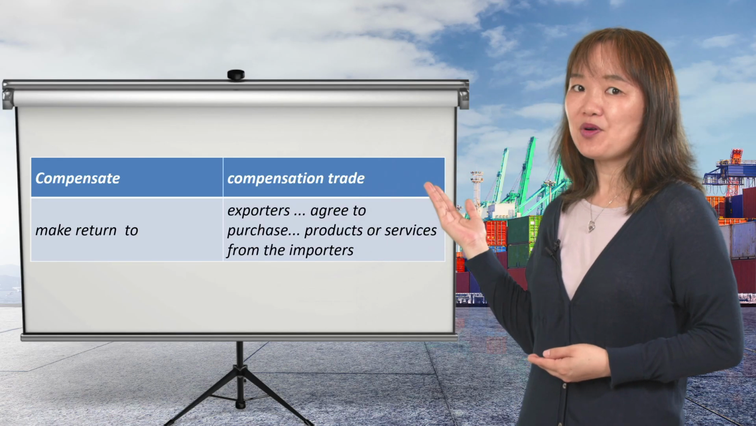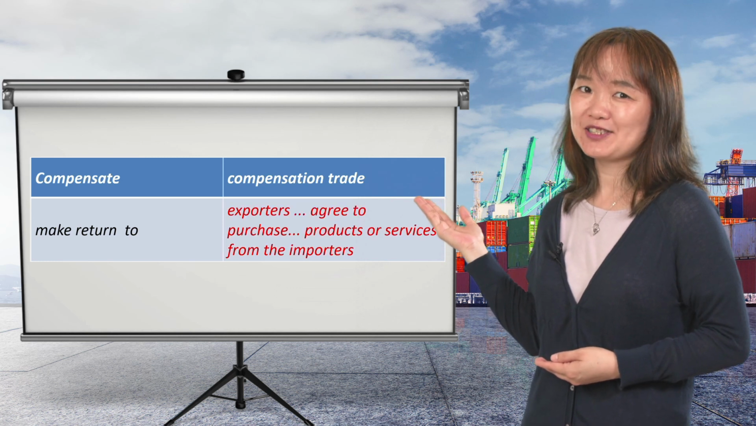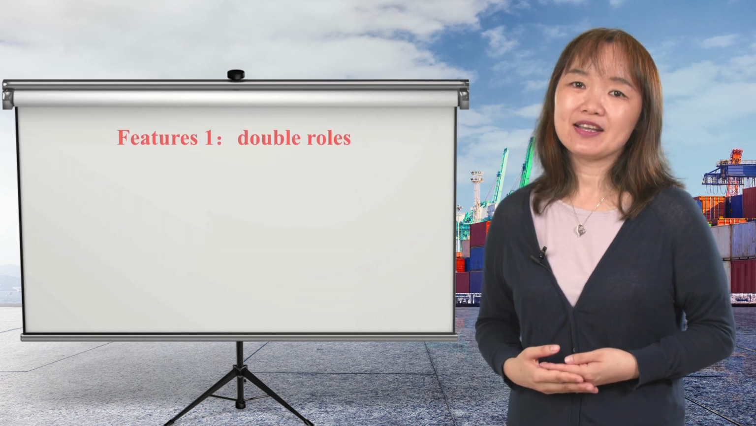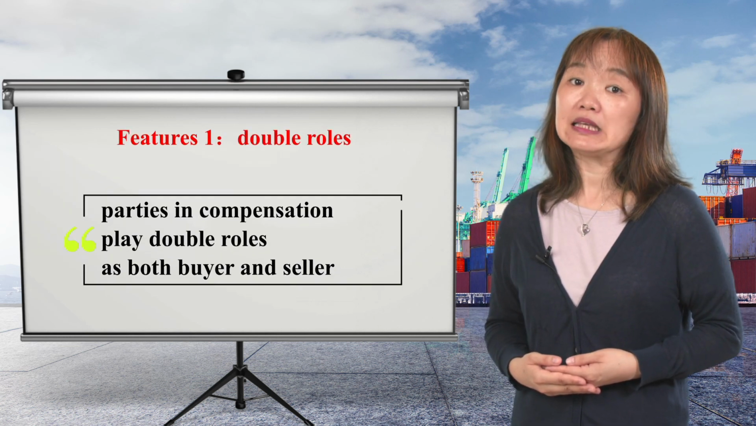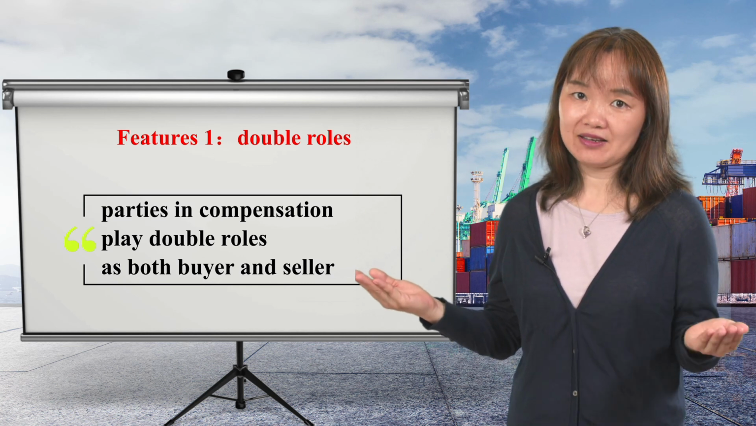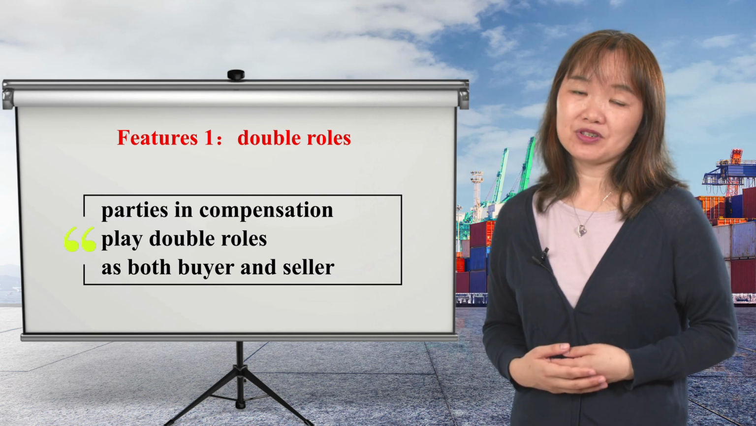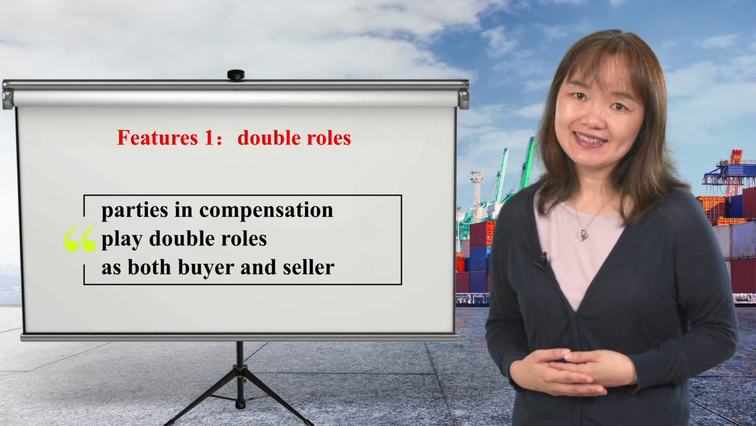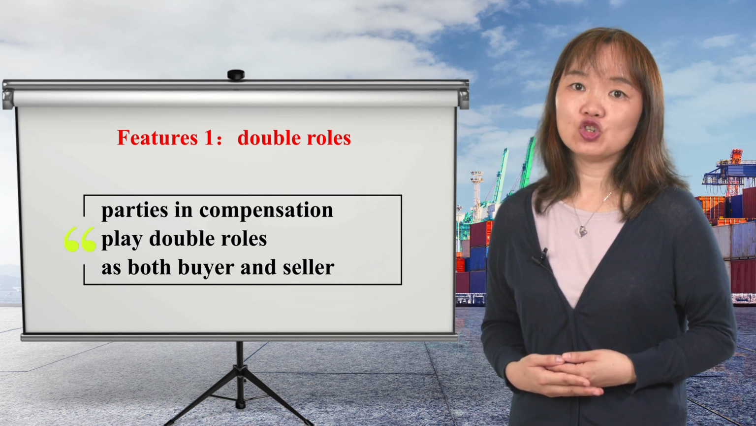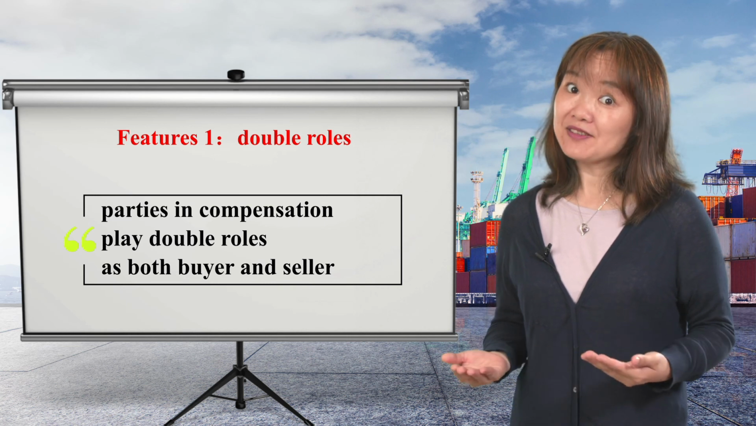Firstly, from exporters agree to purchase products or services from the importers, we can see that parties in compensation play double roles as both buyer and seller. That is, exporter is the seller at the first place and turns out to be the buyer when he agrees to purchase. Vice versa. Secondly, let's work out what payment medium is used in the compensation trade.